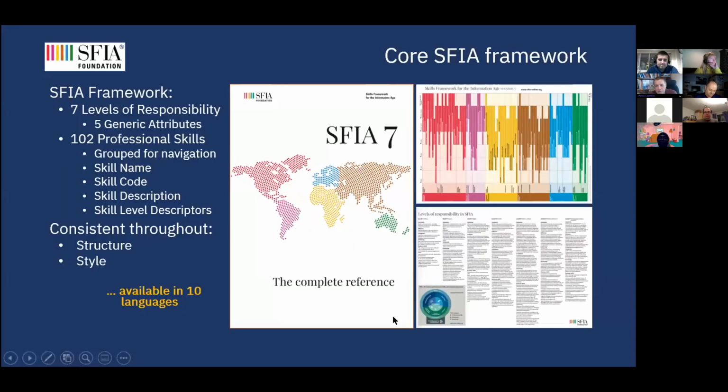The next bit I was moving on to, and this is going to be the education bit, I say it's fairly brief, but the core framework of Sophia describes levels of responsibility. It has generic attributes that describe those levels of responsibility, and I'll explain a little bit more about that later. Then we have a whole bunch of professional skills which are named, described, and described at different levels. Overall, there are 102 skills and about 390 skill level descriptions. So it's a really, really rich framework.